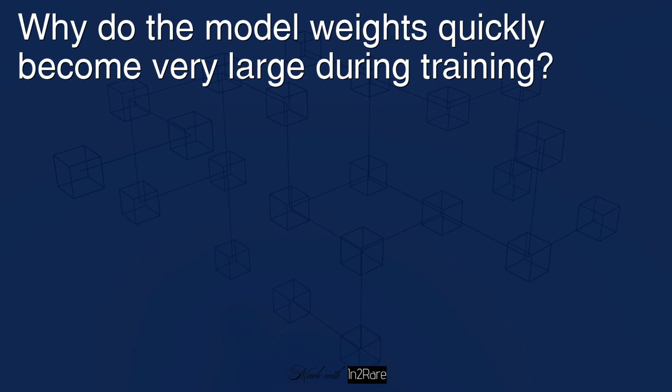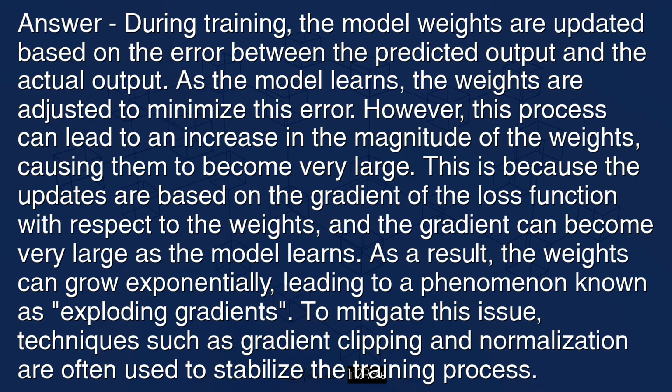Why do the model weights quickly become very large during training? Answer: during training, the model weights are updated based on the error between the predicted output and the actual output. As the model learns, the weights are adjusted to minimize this error. However, this process can lead to an increase in the magnitude of the weights, causing them to become very large.